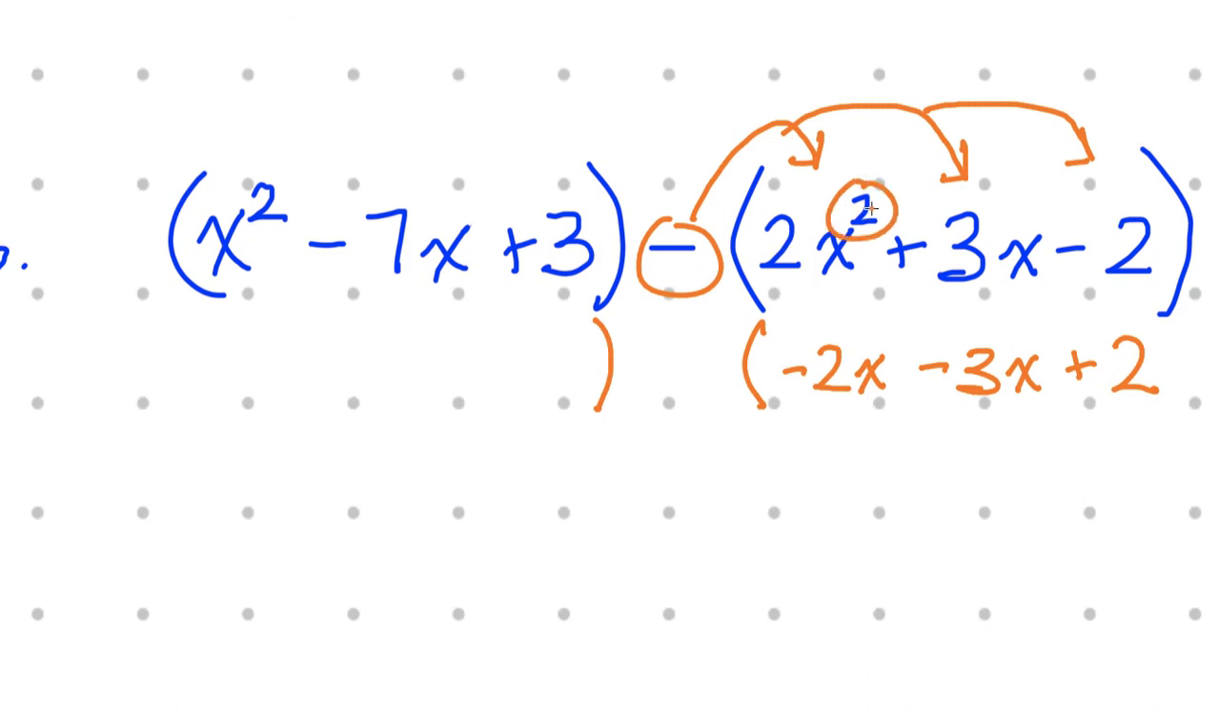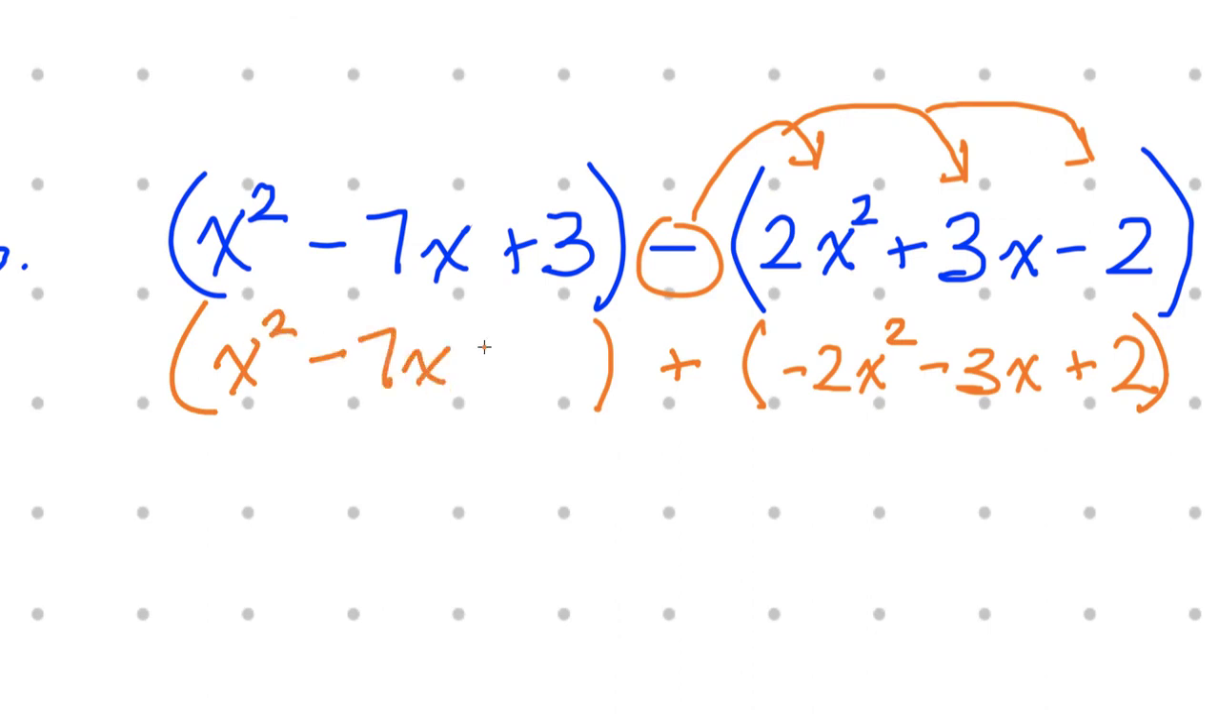I say 2x squared. Yeah, so this should be a negative 2x squared. Yeah, perfect, thank you. And before I leave you, Ugo, what should this sign be now? Plus. Plus, perfect. And I'll copy down this left-hand side for us as well. It's still x squared minus 7x plus 3. We have not touched that left part of the expression.